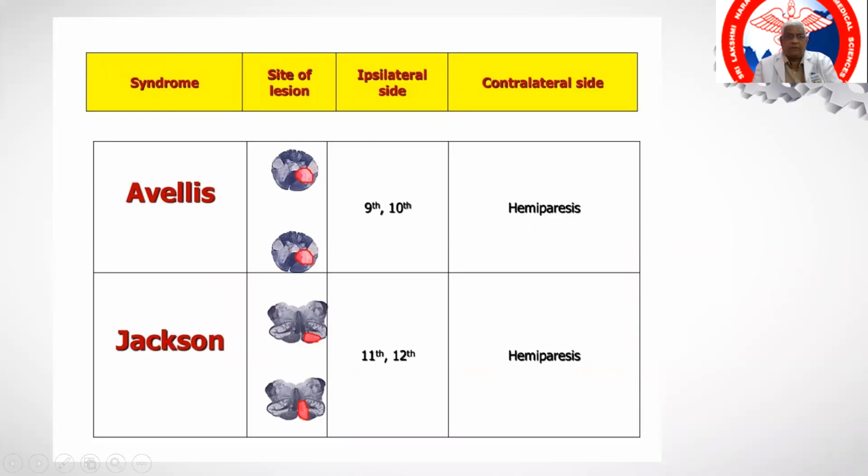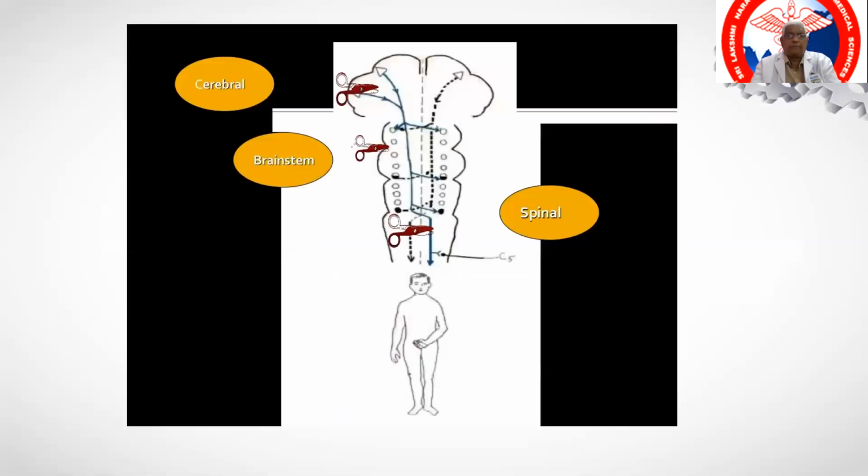Then Avellis syndrome: involvement of the 9th and 10th nerve, hemiparesis on the contralateral side, ipsilateral 9th and 10th. Jackson syndrome: involvement of the 11th and 12th cranial nerves and hemiplegia. Already a repetition of the same picture in different places. You can skip it.